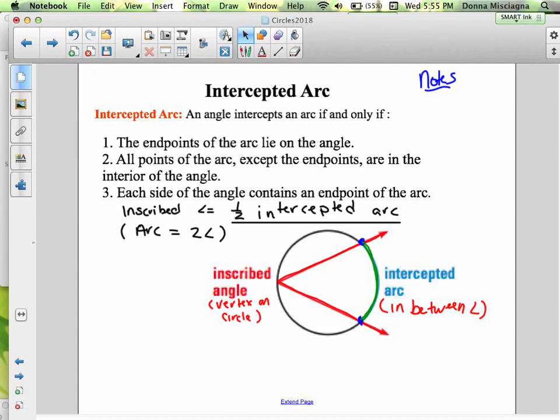Here we have a picture of what that looks like. So the inscribed angle has the vertex on the circle. The sides are chords. And the intercepted arc lies in between the angle. Right, so now we're going to solve some problems. I think that's the next thing coming up.